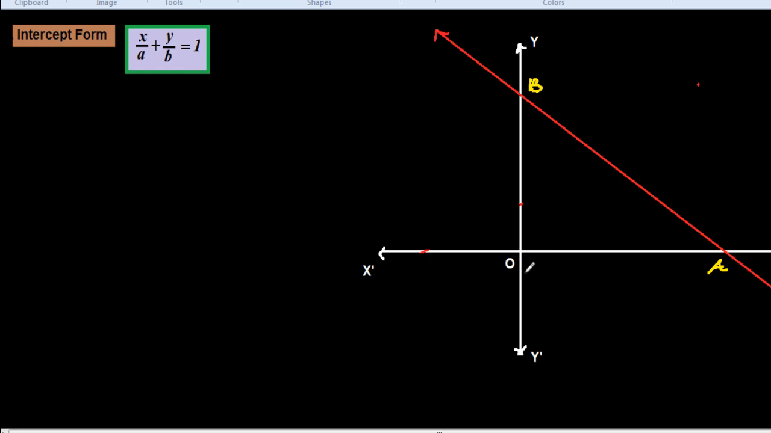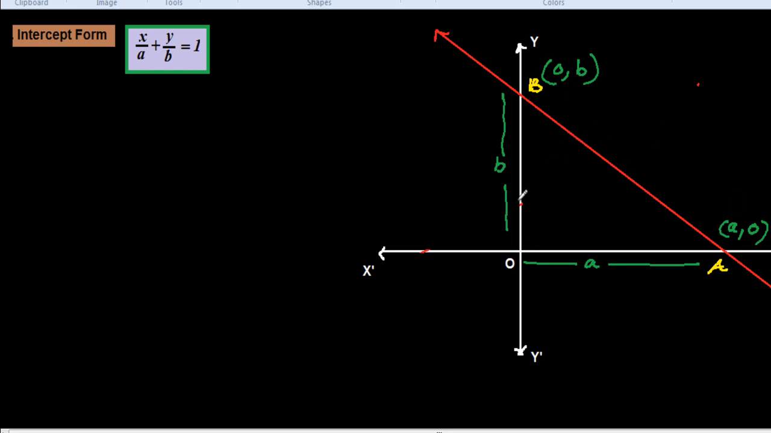Let us see that the intercept OA is equal to small a. Therefore the coordinates of point A would be (a, 0), and the intercept on the y-axis, which is OB, is equal to small b, and the coordinates of point B would be (0, b). Now we have 2 points, A and B, with coordinates (a, 0) and (0, b) respectively.